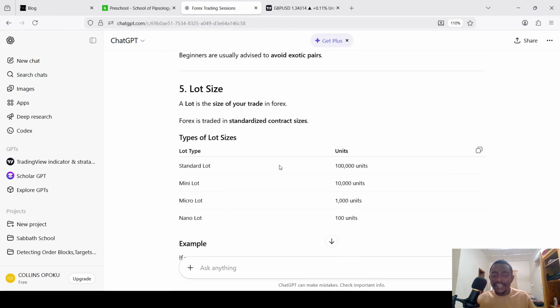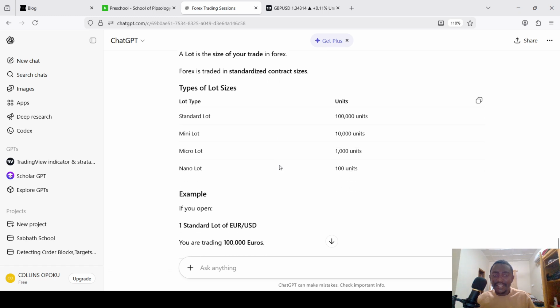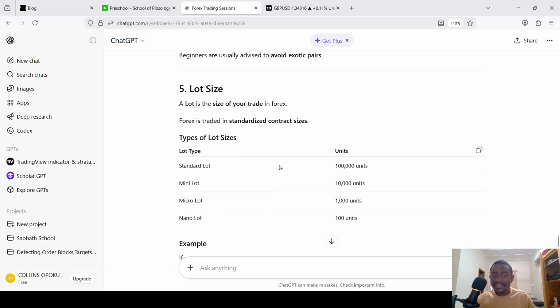The next thing is the lot size. The lot size is the size of your trade in Forex. As you see, Forex is traded in standardized contract sizes. If you talk about the standard lot, it is 100,000 units. A mini lot is 10,000.